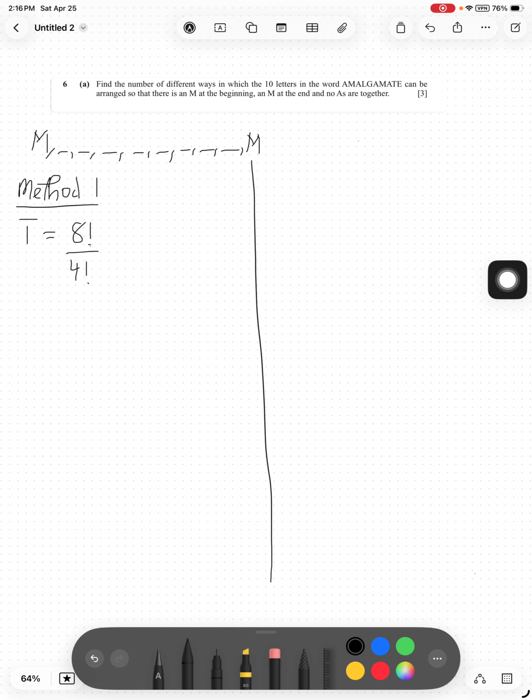That is because the A's are 4. Now, if the A's were to be 3, then we would divide by 3 factorial. If they were 2, 2 factorial. You understand? Okay. So let's move ahead.